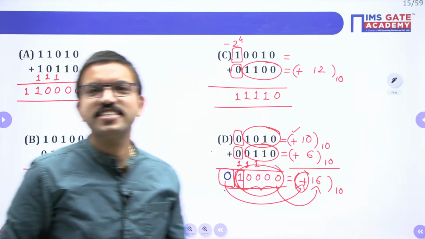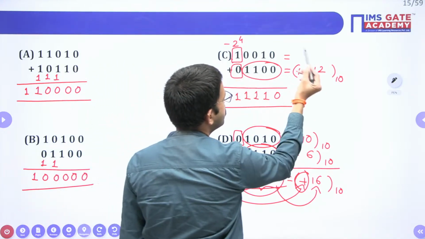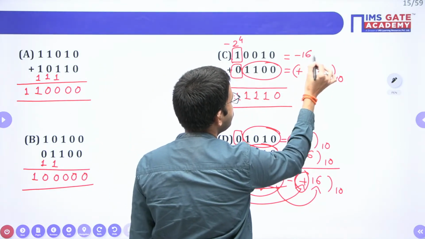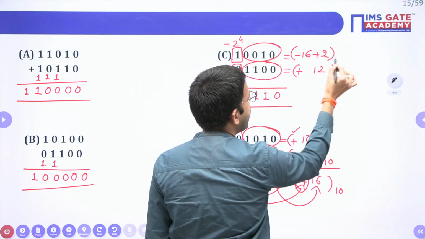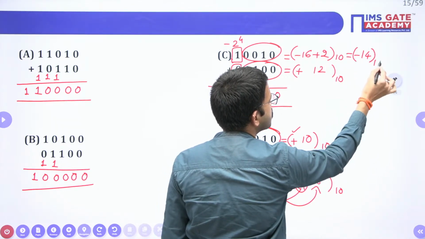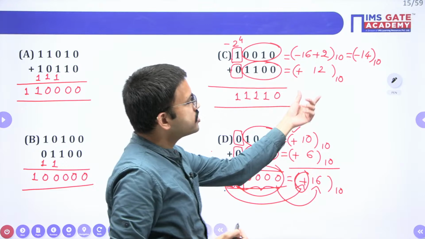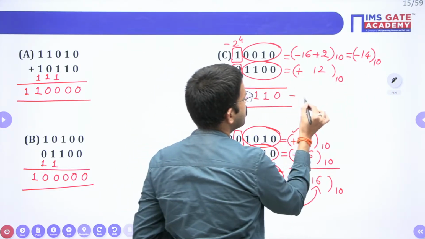So here minus 2 power 4 is nothing but minus 16, plus 0010 is nothing but 2. So minus 16 plus 2 is nothing but minus 14. So you are adding one positive number with a negative number, right? So minus 14 plus 12 is nothing but what? Minus 2.